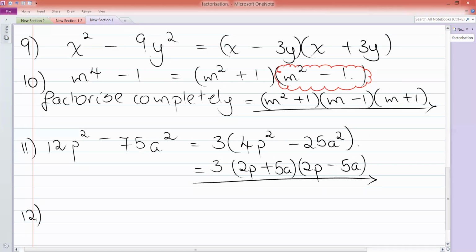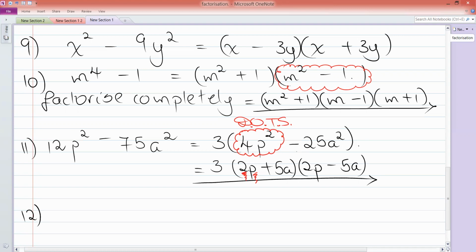Ma'am, why is it 2p minus 5a? Oh, okay. Let me explain that quickly. So remember previously we're doing what we call dots, right? That's a difference of 2 squares. We look at the first term, and we ask ourselves, is this a perfect square? Remember a perfect square, you can take the square root of. So the number 4, what's the square root of the number 4? It is 2, right? And then p squared, if we take the square root of p squared, it would be p. So that's why for the first term, it's 2p.